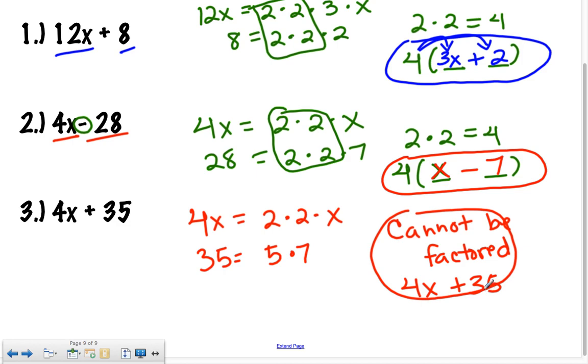Butterfly. So this is the end of the video, and I hope you learned a little bit more about evaluating, simplifying, and rewriting expressions and factoring expressions.